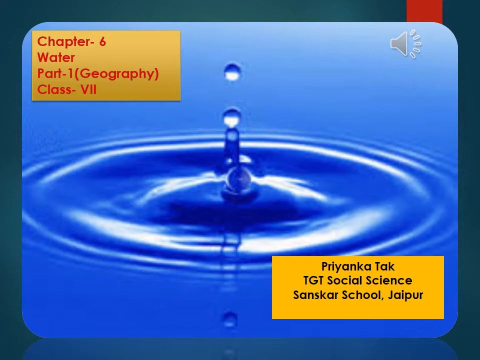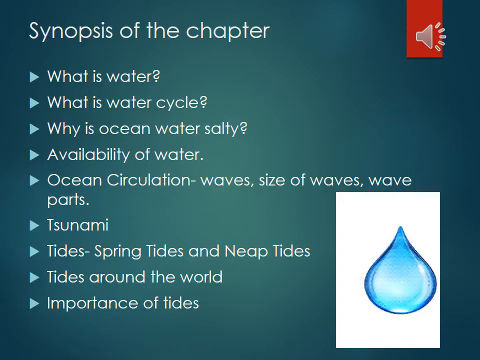Today we are going to start with a new chapter of geography, water. In this chapter, we will learn about what is water cycle, why is ocean water salty, availability of water, ocean circulation, waves, size of waves, wave parts, tsunami, tides, types of tides, spring tides and neap tides, tides around the world, and the importance of tides.